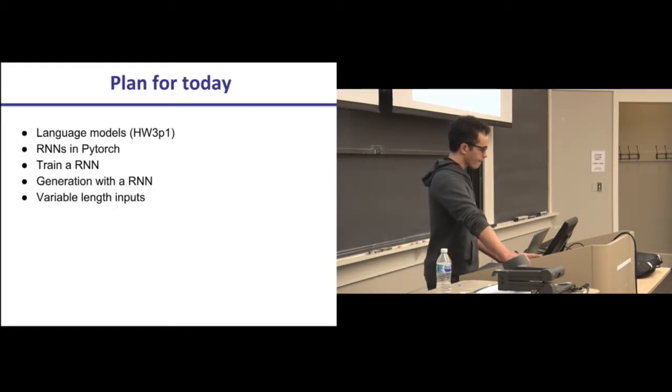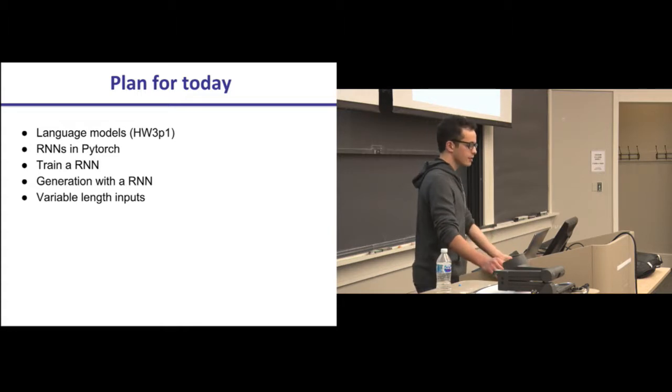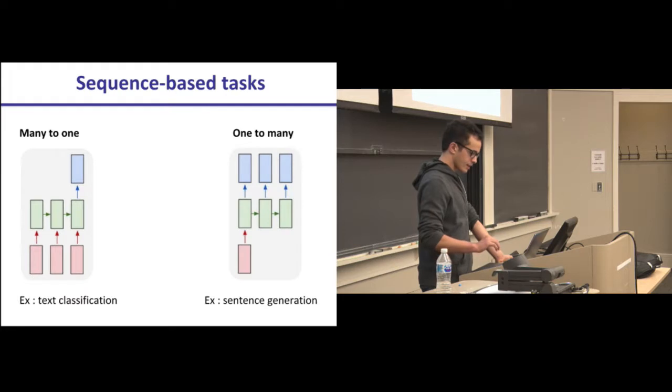So the plan for today. First, we're seeing a bit of language models. I don't think you've seen that in the lectures. There was a lecture for that, but if I recall, it was skipped because there was some delay with the beginning of RNNs. So we'll have to see that because it's very important for homework 3. We'll see how to do RNNs in PyTorch in practice, how to train them, how to use them to generate texts. And in the end, a bit about variable length inputs, but you'll understand better what it means when we come there. So, any questions up till now? I guess maybe not.